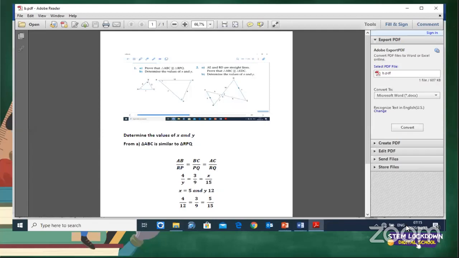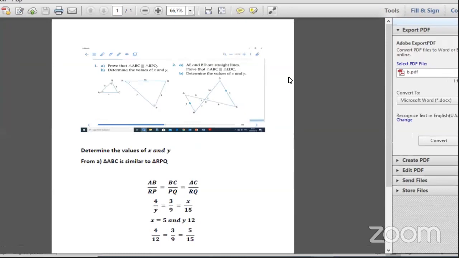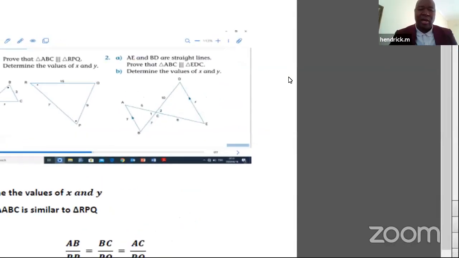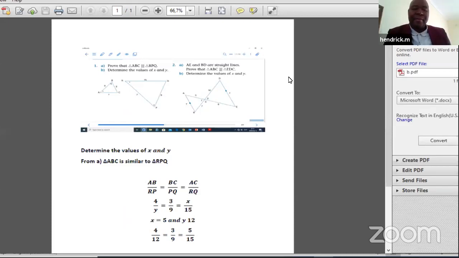Sorry, sir, I can't see what you're explaining there, sir. All right. Can you see it? I've just increased the font. Can you see now? Yes, sir, I can see now. It's visible now. Okay, thank you very much.